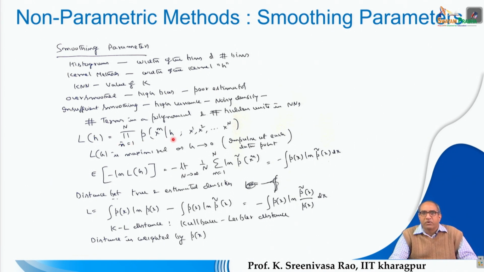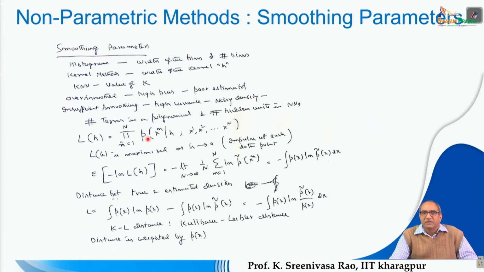So this is the likelihood, and as we know, this likelihood will be maximized when h tends to 0. We have seen that when h tends to 0, the estimated probability density will be close to the true density, because it is a convolution of the kernel function with the true density. If the kernel function is an impulse, then if you convolve the true density with the impulse function, the outcome will again be the true density.